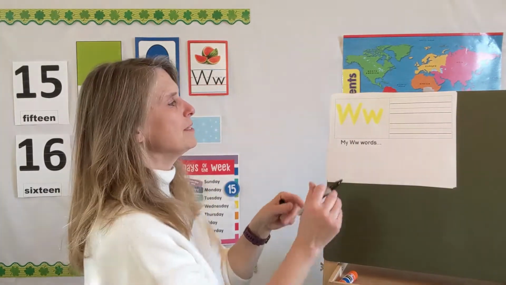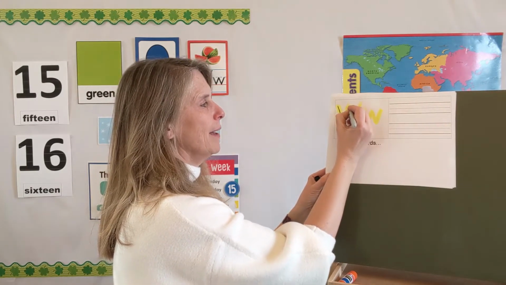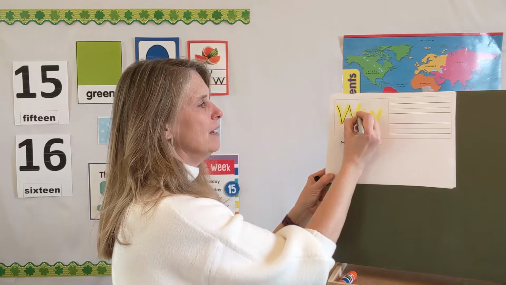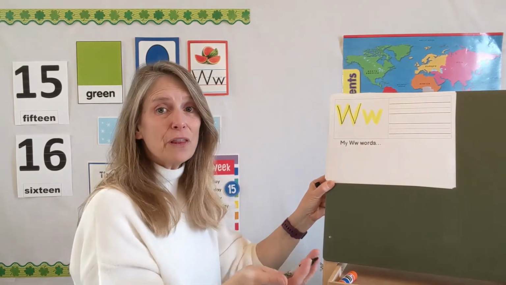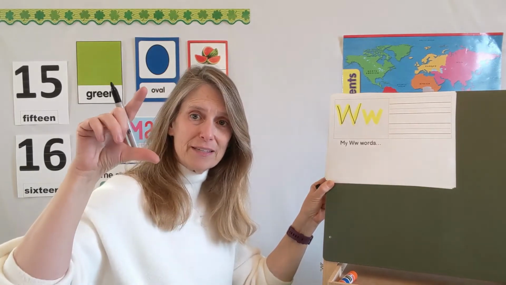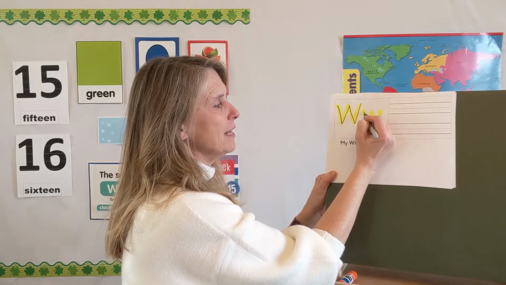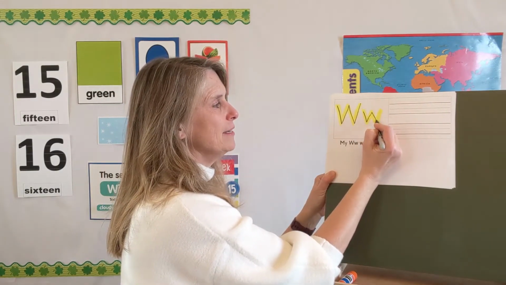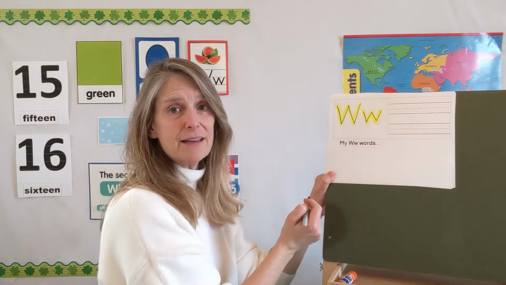You ready? So we start at the top, slide down to the bottom, climb back up, slide down, climb back up. That's how we make the letter W. For the lowercase, same thing, only tall and short, just like V. The uppercase is tall, the lowercase is short. All right, here we go. Start here, slide down, climb back up, slide down, climb back up.